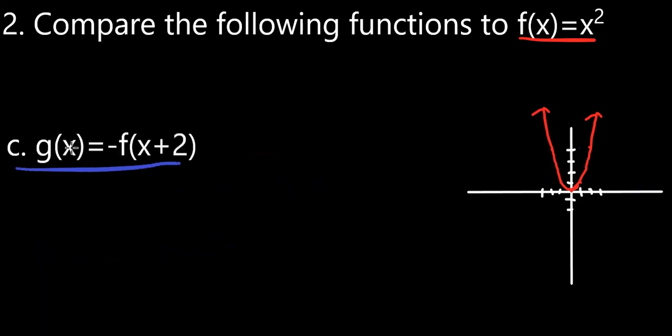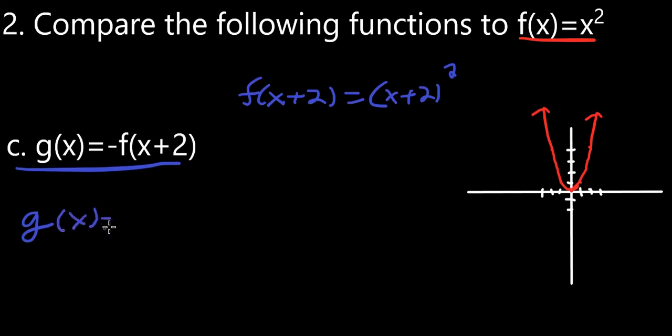Let's do g of x is equal to negative f of (x plus 2). This one can be kind of tricky. I think the best way to do it would be to substitute. So this is saying f, the function f with the variable x, equals x squared. So if I replace this x in this equation with x plus 2, I would get f of (x plus 2) is equal to (x plus 2) squared, because I've replaced this value x with x plus 2. So this would tell me g of x is equal to negative (x plus 2) squared.